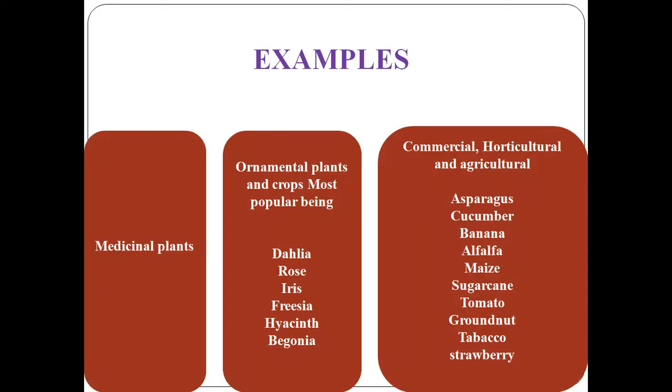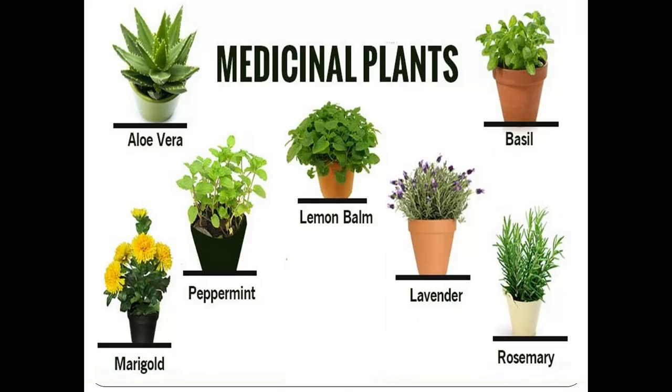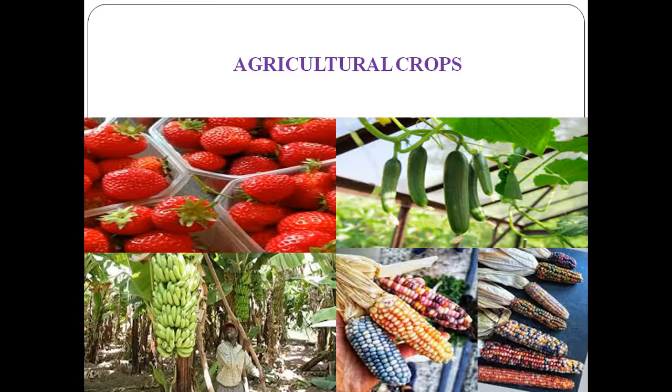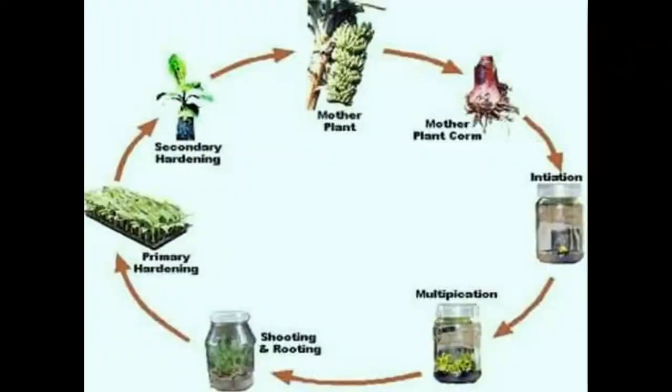Okay, now there are some examples of plants in which micropropagation will be done, like the medicinal plants: aloe vera, peppermint, lavender, basils, and rosemaries. Okay, and ornamental and horticulture plants like vegetables, broccoli, tomato, tulip flower, roses. These are some examples of ornamental and horticulture. And for the agriculture crops like strawberry, cucumber, banana, maize, rice, sugarcane, these are the main examples.